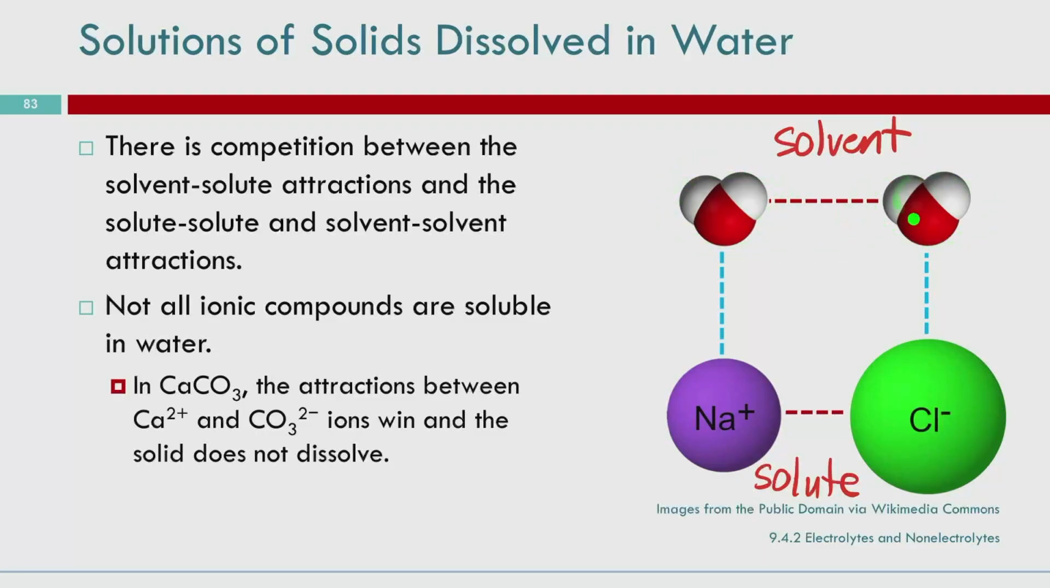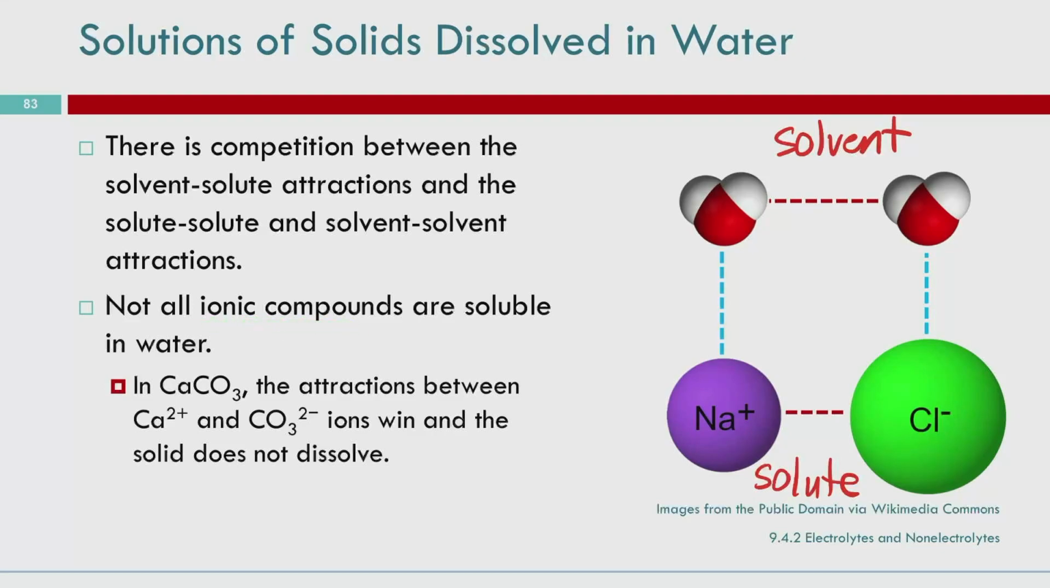So water has an attractive force with other water molecules. The sodium ion has an attractive force with the chloride ion. In order for us to break up the NaCl with our water, these interactions between the water and the sodium chloride have to be stronger. So the solvent-solute interaction needs to be stronger than the solvent-solvent or the solute-solute interaction. Otherwise, we won't separate the sodium and the chloride. For table salt, this is true. For NaCl, this is true. This is not true for all ionic compounds.